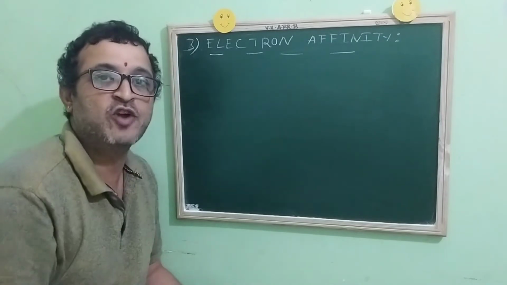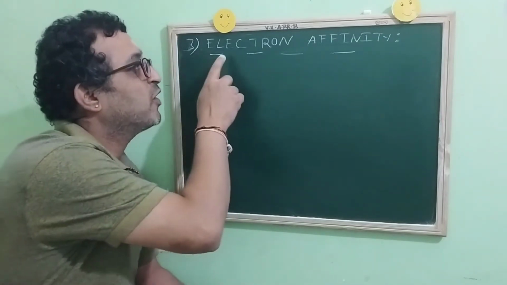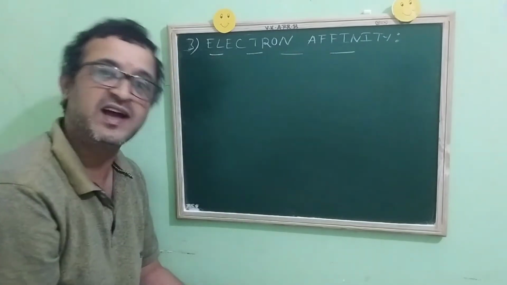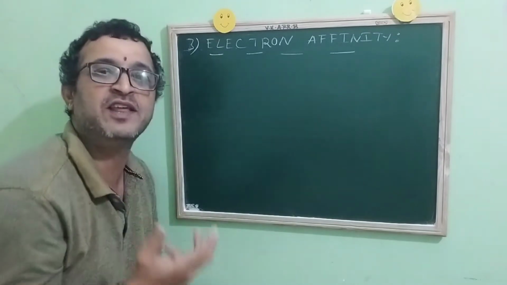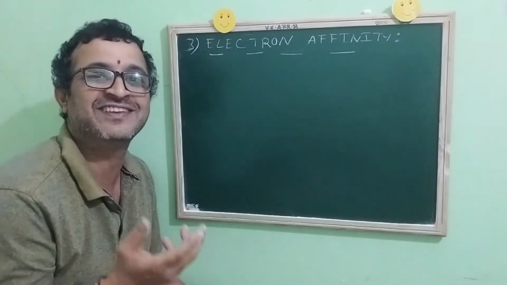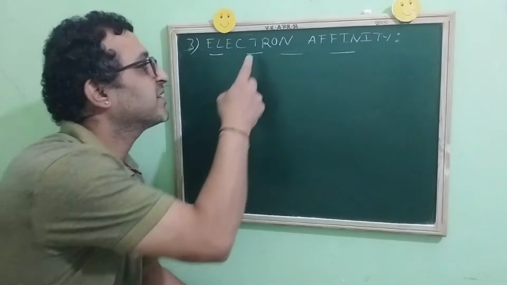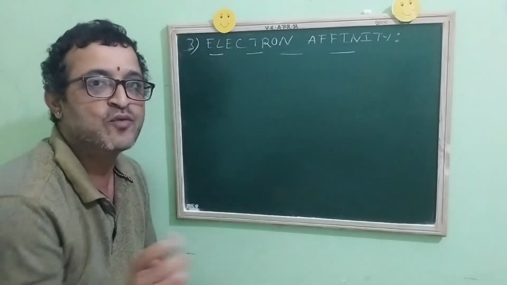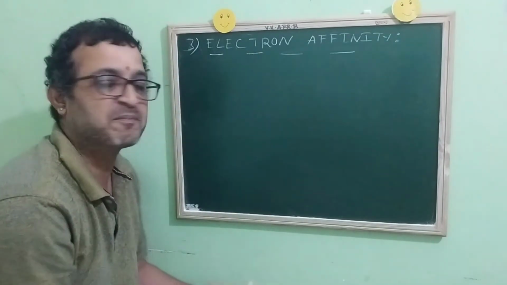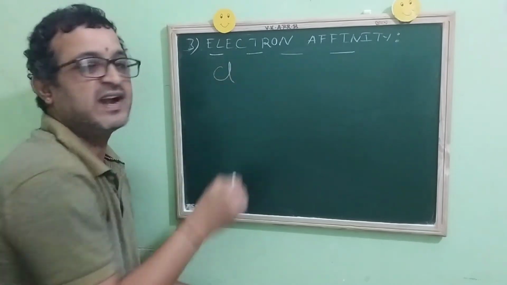Children, today's topic is the next periodic property, that is electron affinity. What is the meaning of affinity, children? Obviously it is attraction. Attraction for what? Electron. Now for this, we'll take one simple example. What is that? Chlorine atom.